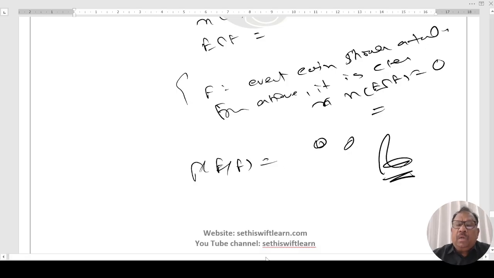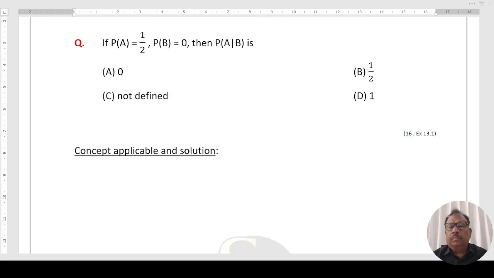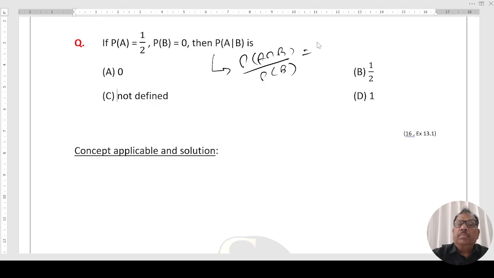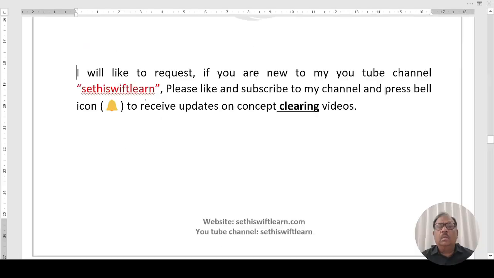Right? Next question. If P(A) equals 1 by 2, P(B) equals 0, then P(A|B) equals, with four options. P(A|B) is P(A intersection B) upon P(B). P(B) is given to you as 0, and A intersection B, whatever it may be, the answer will be not defined. C is the correct answer.